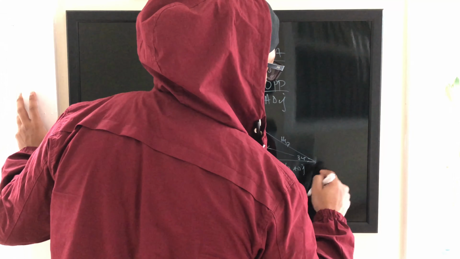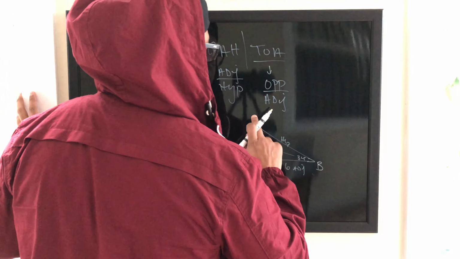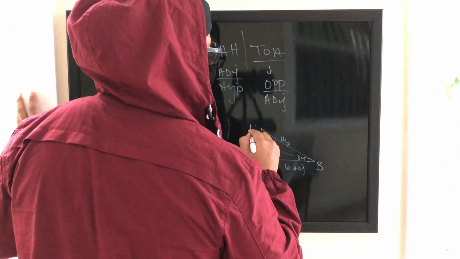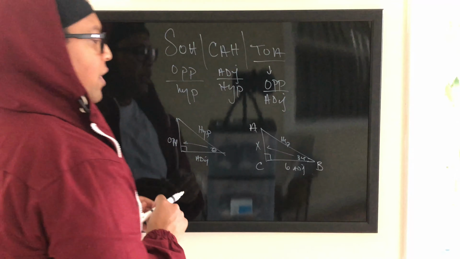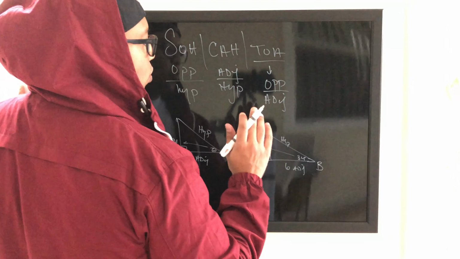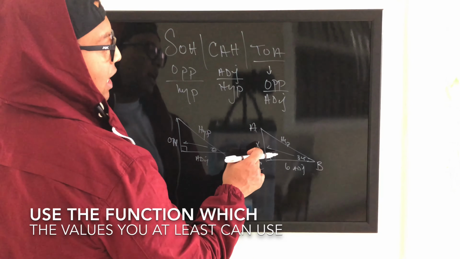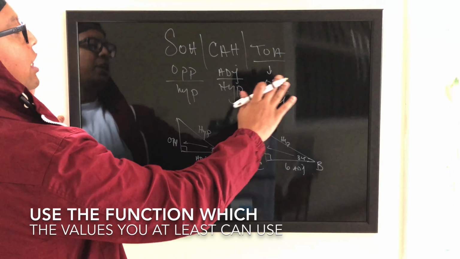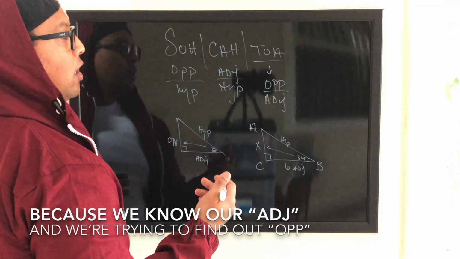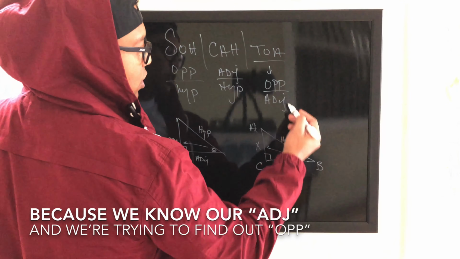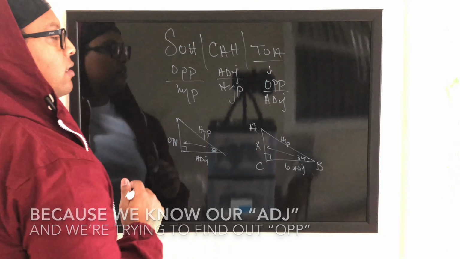I think this is capital B here. Sorry, this is capital A. Okay, so anyway, what you want to solve for, we know we have 6 here as our adjacent side, and this is our opposite side. So you want to look for the function that's going to give you both. In this case, it's opposite over adjacent, so we're going to be using tangent.